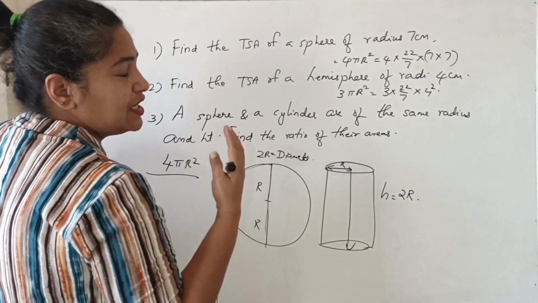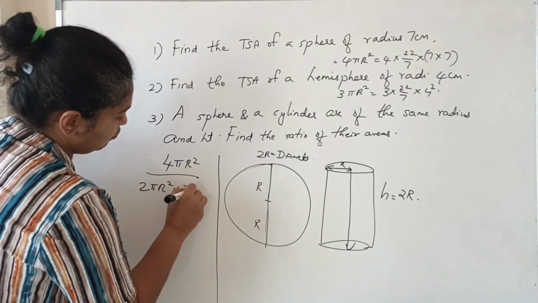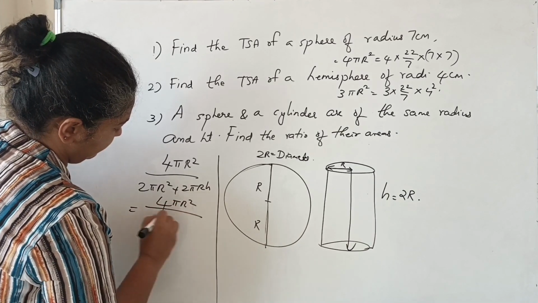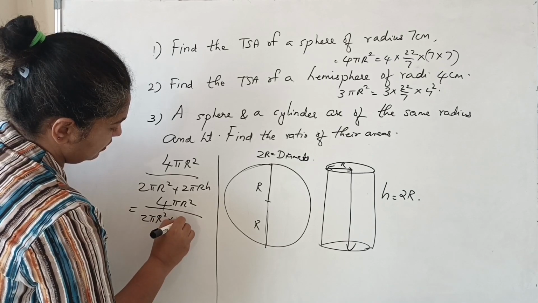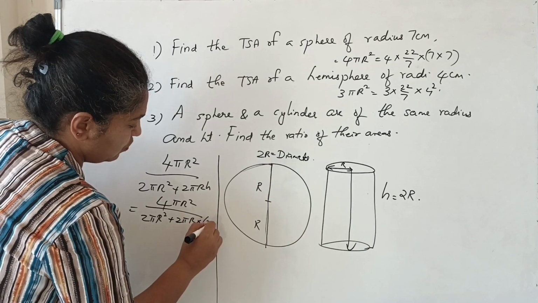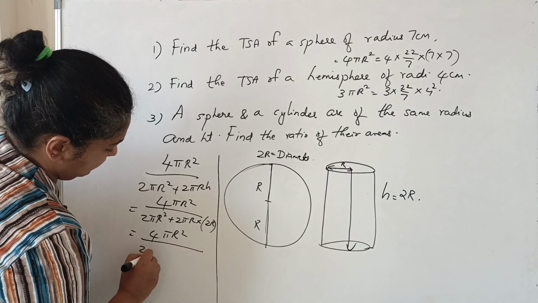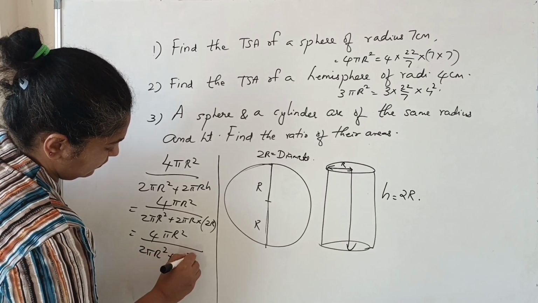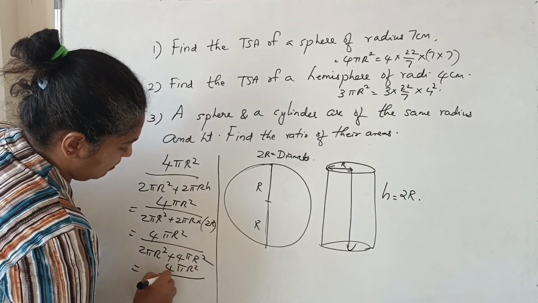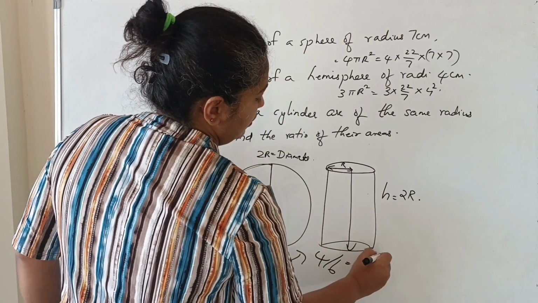What is the area of a cylinder? I know that the area of a cylinder is given by 2 pi r square plus 2 pi r into h. Now let me substitute. My radius is r itself, but my height is actually 2r. Now let me cancel out the common factors. I am getting 4 pi r square by 6 pi r square, or the ratio becomes 4 by 6, or 2:3.